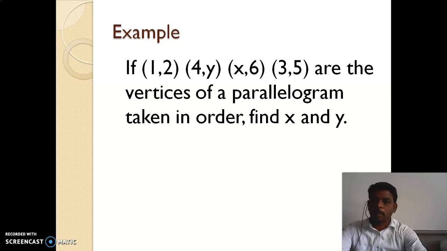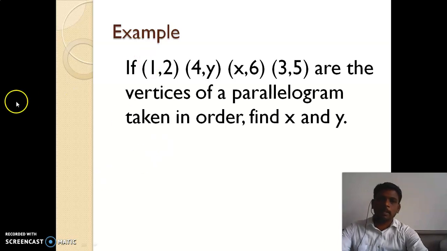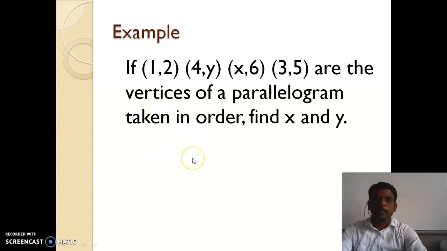In the last question, how did we find the value of p? By using the diagonal property of the parallelogram. So here also we are going to use the diagonal property of the parallelogram only. The diagonals bisect each other, so the midpoints of both diagonals are same. With the same concept, here also we are going to find x and y. So this is your homework. Do it by yourself with the same concept. Let us continue the video in the next slide.